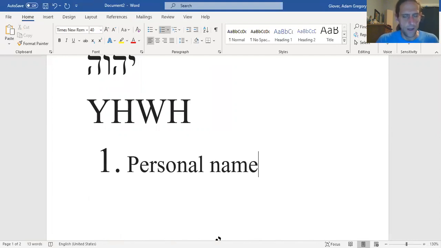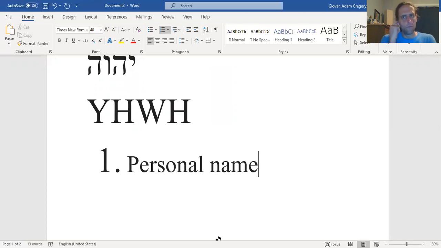So it's not a generic name. It doesn't name an office or a function. It's God's personal and private name. Like my personal name is Adam, and my function is teacher, or something like that. So that's on the one hand. On the other hand, the Tetragrammaton, because it's God's personal and private name and not the name of an office or a function, carries some obscurities with it.